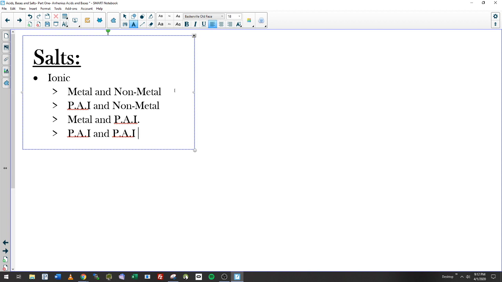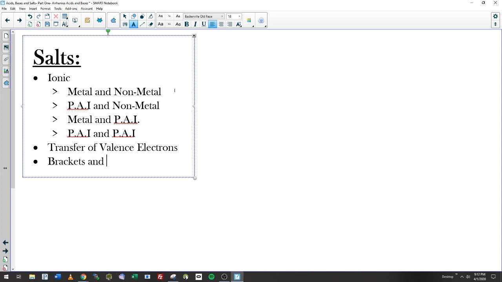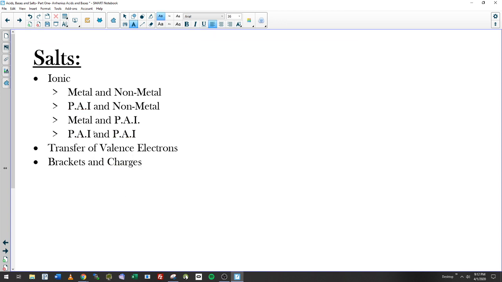And the fact that we are talking about metal, nonmetal, means that we have a full-on transfer of custody in the valence. So transfer of valence electrons. And really importantly here, if you were to take a look at this in some sort of picture, because there is a transfer of electrons, we have full-on brackets and we have full-on charges, which is where the story begins today. We have brackets and charges.